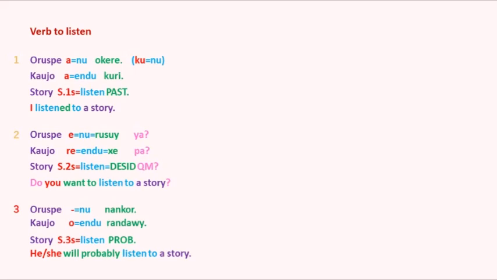3. Oruspenu nankor, kaujo endurandau. He or she will probably listen to a story. Nu, endu, we saw in part 1 that the marker for the third person is null in Ainu, no marker, and o in Guarani. So nu, endu is he or she listens. Nankor, randau is the adverbial particle to show what the speaker thinks may happen. So he or she will probably listen to a story.